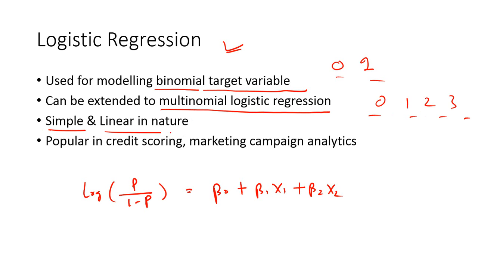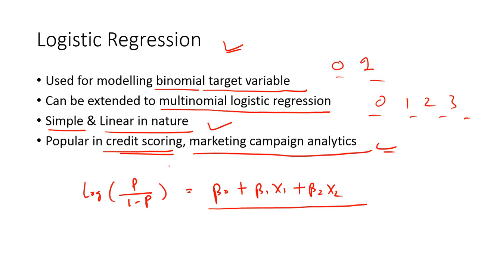It's simple and it's linear in nature. The computation time is much less compared to some of the more complicated classification algorithms. It's popular in credit scoring, in risk analytics in banking and financial service companies, and also in insurance companies. It's also heavily used in marketing campaign analytics. The form that it takes is like this: you try to model the log odds using a linear combination of your features.